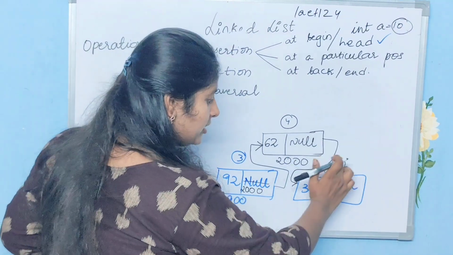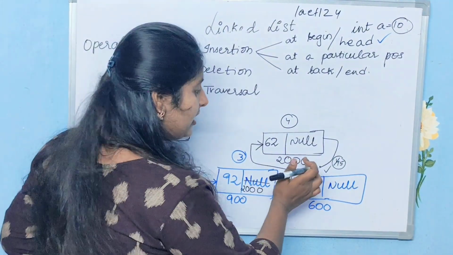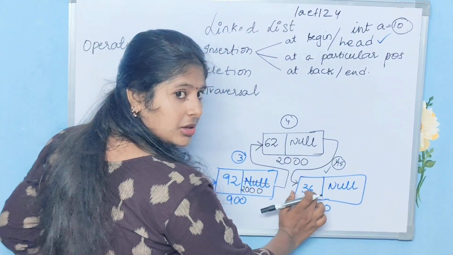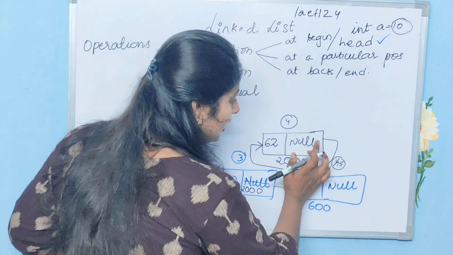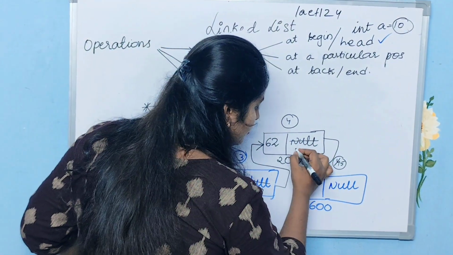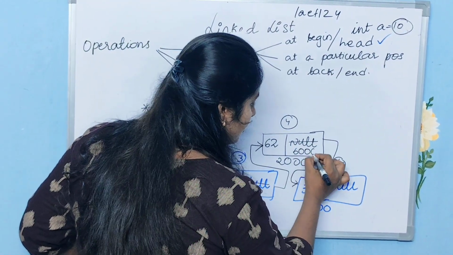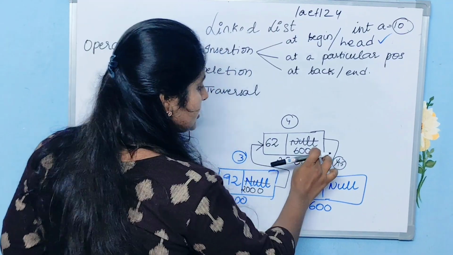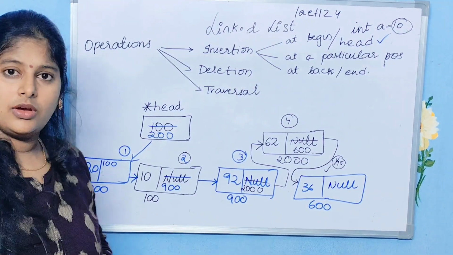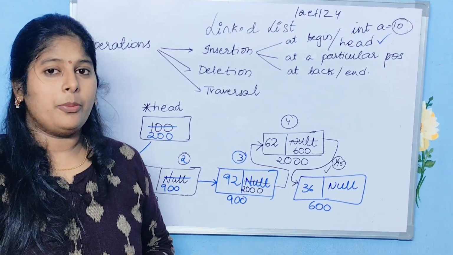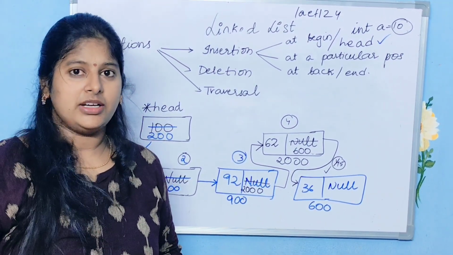But there is an element after 62. So, I will be adding the address of this element. That is, 62's next part over here, so this is changed to 600. Okay. This is the operation of insertion at a particular position.